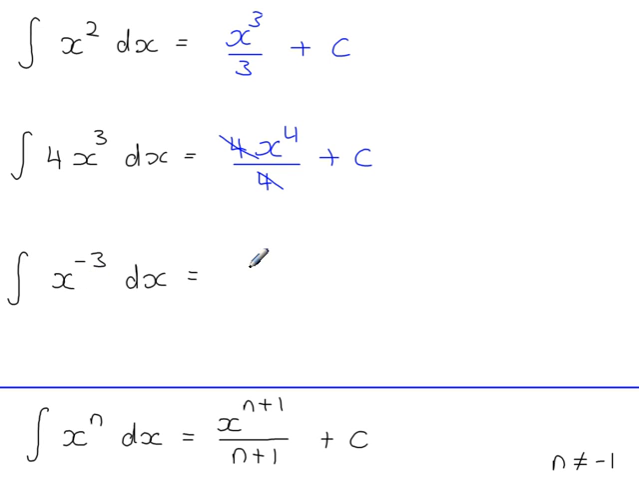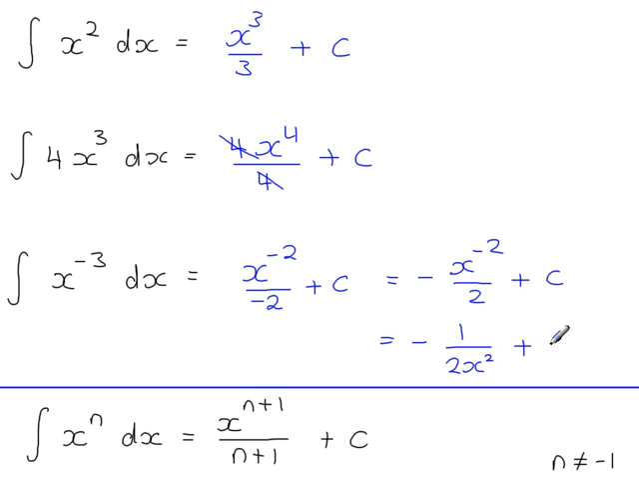Integrating x to the power of minus 3, so we have x to the power of minus 2, because if you increase the power by 1, so minus 3 plus 1 gives you minus 2, dividing by the new power, plus c, or you can write this as minus x to the power of minus 2 over 2 plus c, or minus 1 over 2x squared plus c.